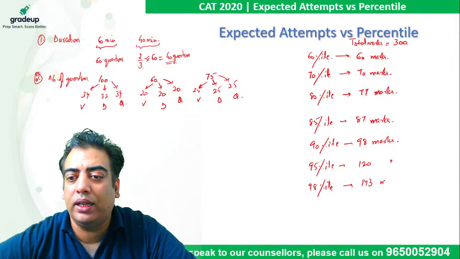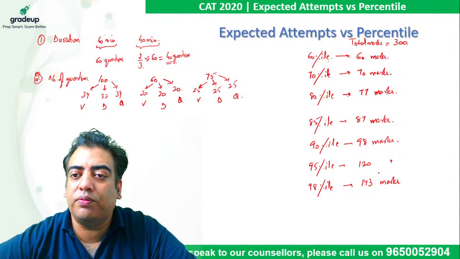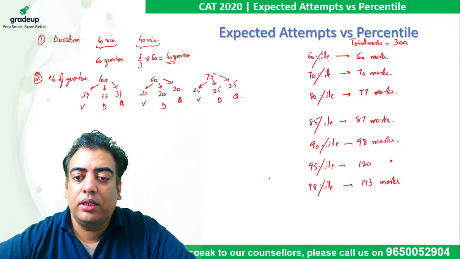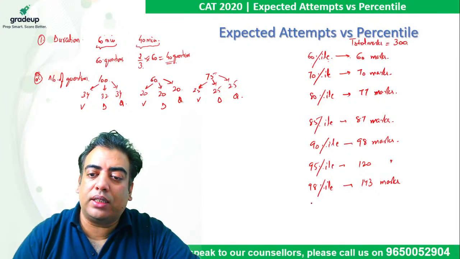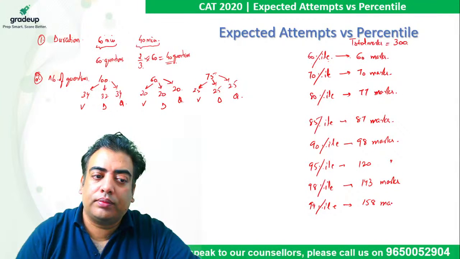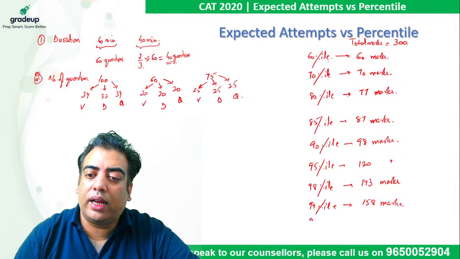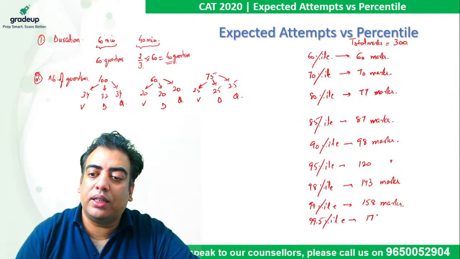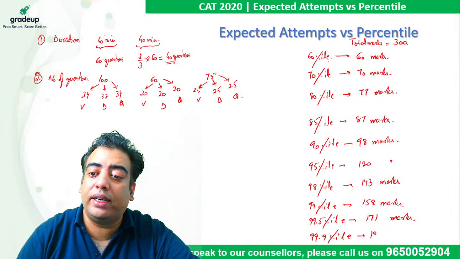So please keep in mind this entire data is of previous year, right? Then 99 percentile was at 158 marks. 99.5 percentile was at 171 marks. Now this is all actual data. 99.9 percentile was at 198 marks.